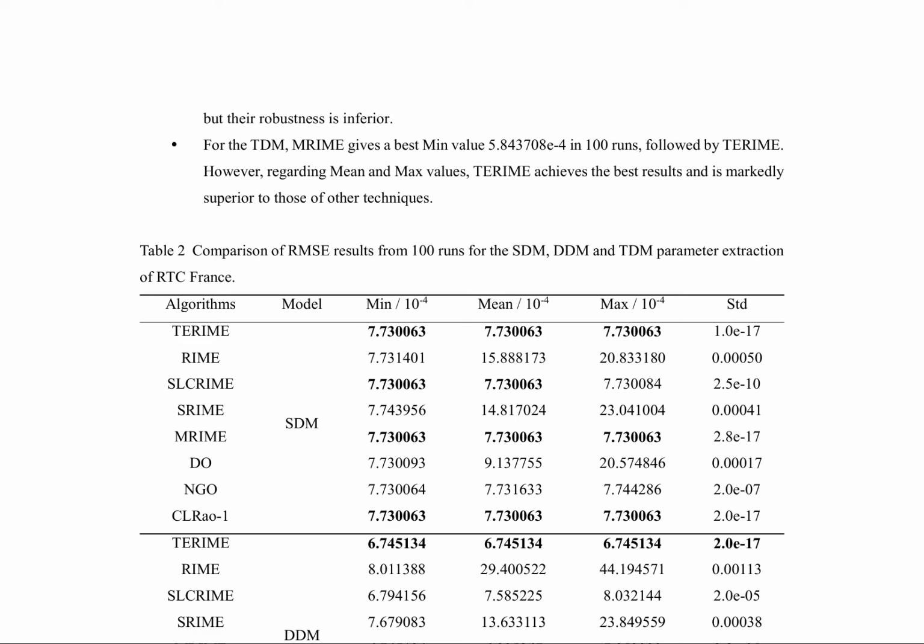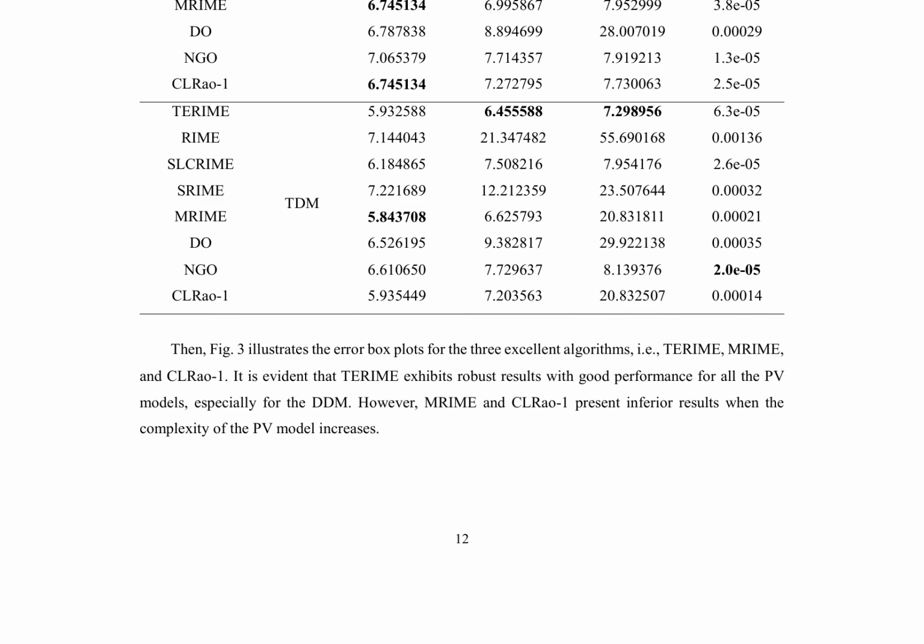Regarding the TDM, MRIME gives the best min value, followed by TERIME, but TERIME achieves the best mean and max values. The table provides a detailed comparison of the RMSE results, including the standard deviation, for each algorithm and PV model. The results indicate that TERIME is markedly superior to other techniques, especially for the DDM, while MRIME and CL-RAO1 exhibit inferior robustness when the complexity of the PV model increases.